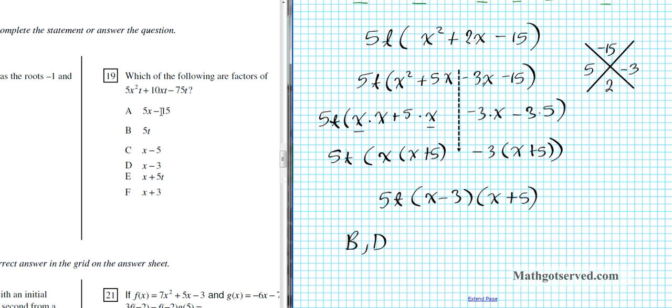Now, if you look at 5x minus 15, if I distributed 5 to x minus 3, what will I get? If I distributed 5 to x minus 3, I'll get 5x minus 15. So A is a factor also. Okay? If you notice, A is not in a reduced form. If I reduce A, I'm going to get 5 times x minus 3. So A is a factor also. All right, so there you have it.